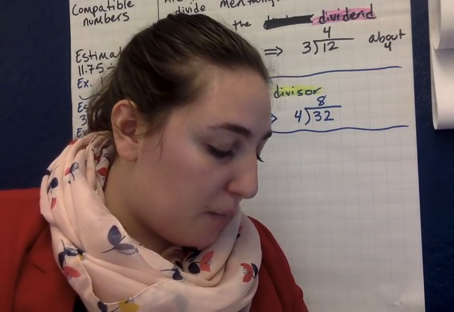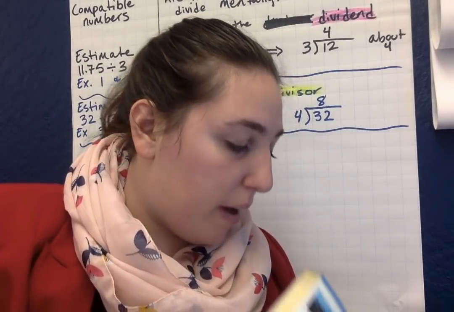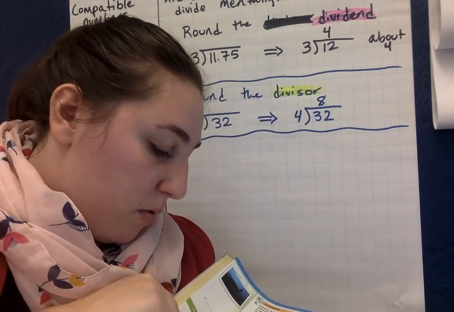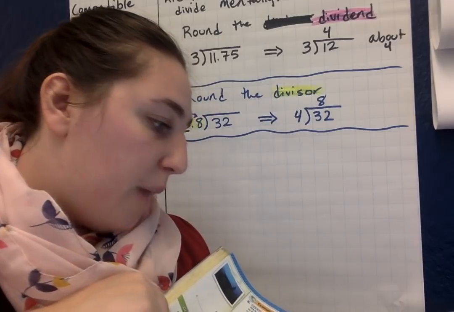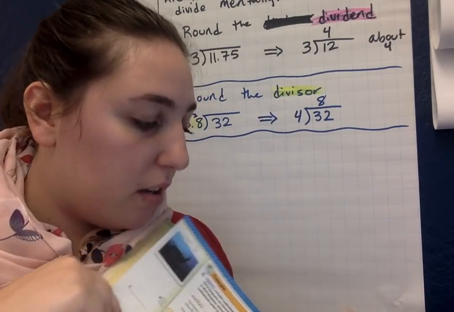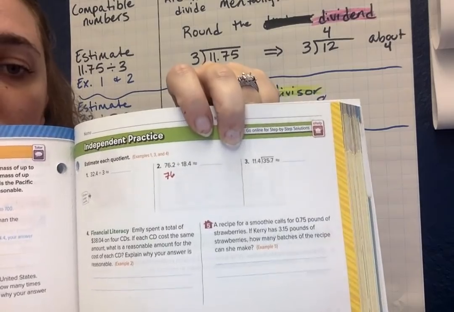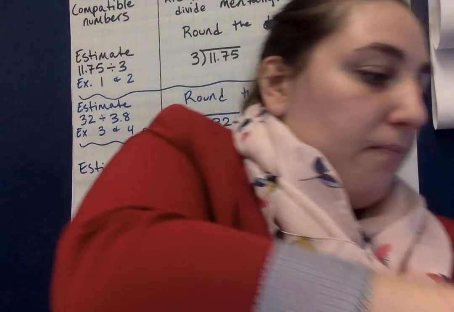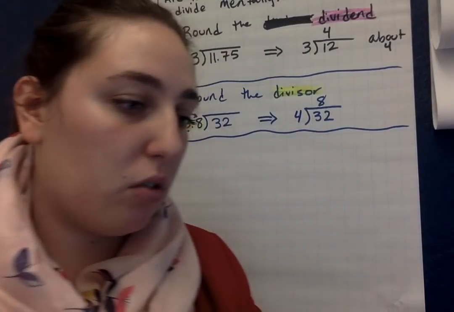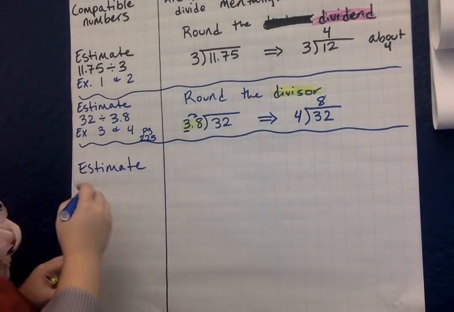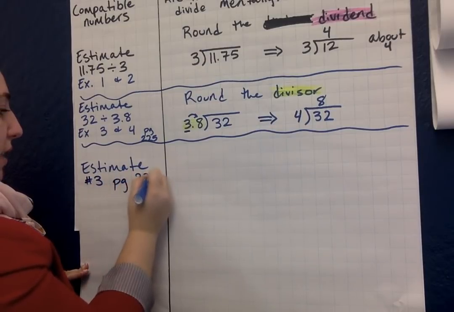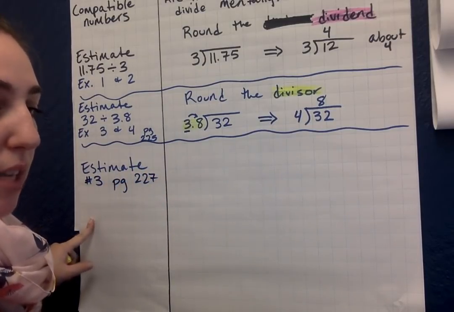So for our last example, we are going to estimate the quotient for, let's do, how about we do number 3, okay? So number 3 on page 227. Okay, so number 3, page 227, we're going to estimate the quotient.